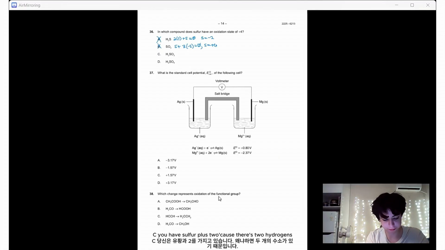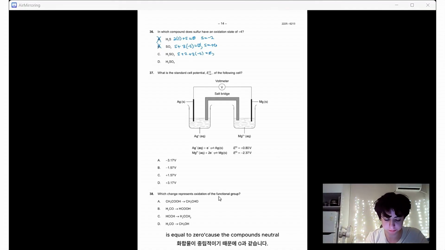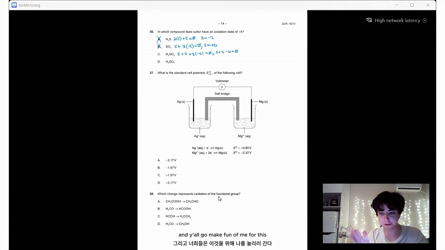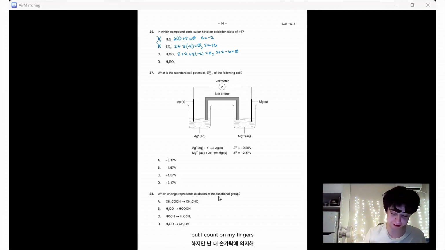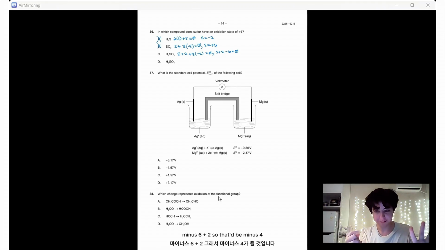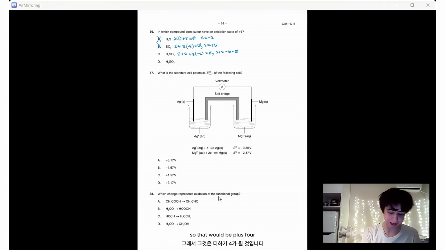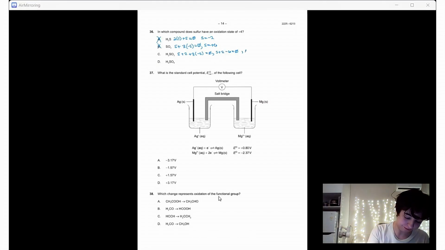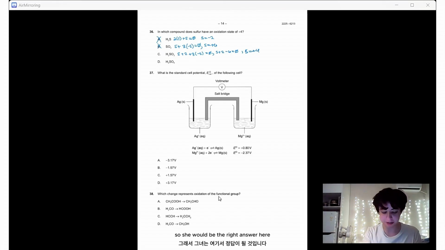C, you have sulfur +2 because there's 2 hydrogens. Each of them is +1. Plus 3 times -2 is equal to 0 because the compound's neutral. So you got S plus 2 minus 6 is equal to 0. Now, y'all gonna make fun of me for this, but I count on my fingers. Okay, so you have -6 plus 2. That'd be -4. So that would be +4. Yeah, sulfur. So C would be the right answer here.